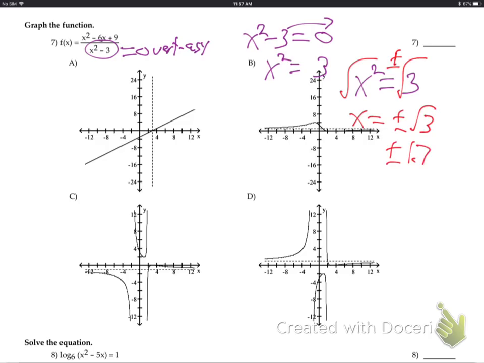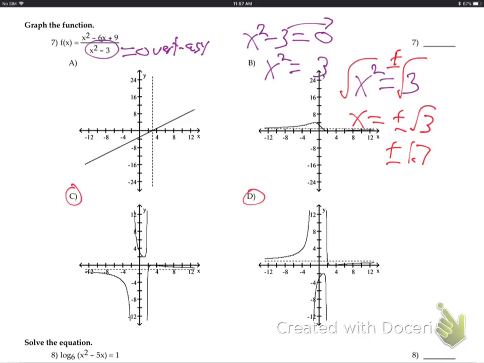Root 3 on the calculator is 1.7 something, so that means plus or minus about 1.7. There's got to be two vertical asymptotes, doesn't there? One at positive 1.7 and one at negative 1.7. Two vertical asymptotes. So which of these graphs have two vertical asymptotes?